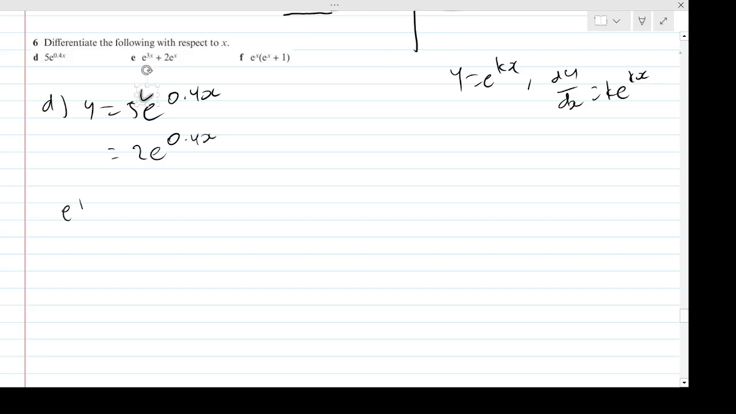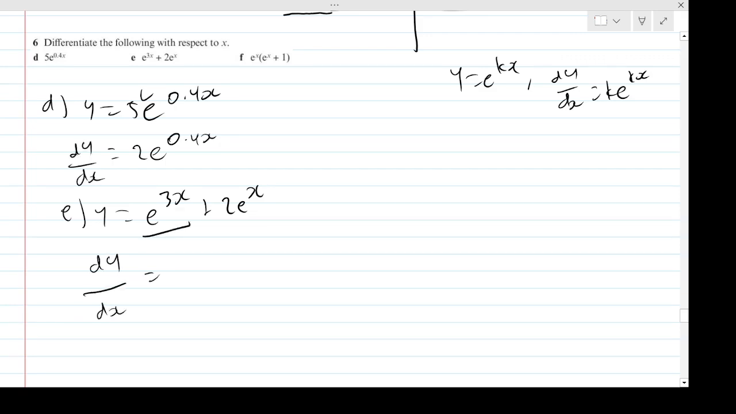Then part E, we have y is e to the 3x, add 2e to the x. Again, we can differentiate term by term. Firstly, differentiating e to the 3x, the 3 comes to the front, so that'd be 3e to the 3x. And then 2e to the x, well, e to the x is e to the 1x. You just bring 1 to the front, that's just itself. So it's just, again, 2e to the x.